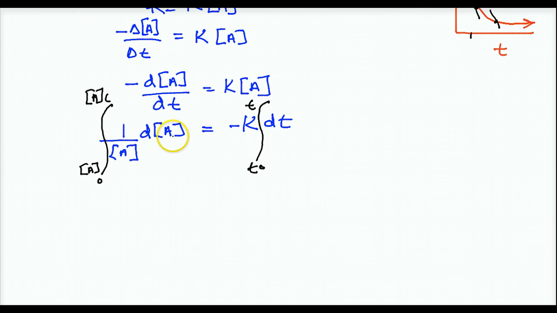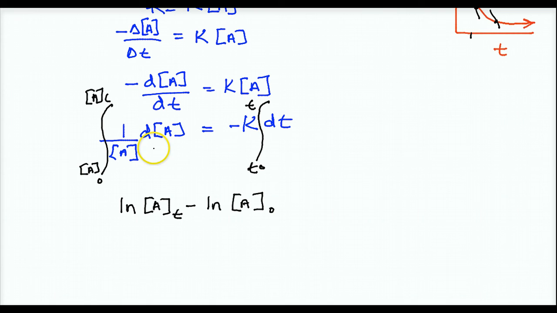From the change of A, I get how much A. That's what we do to integrate here. In any case, 1 over a, the integral of that is the natural log of a, of what? T, minus the natural log of a0.